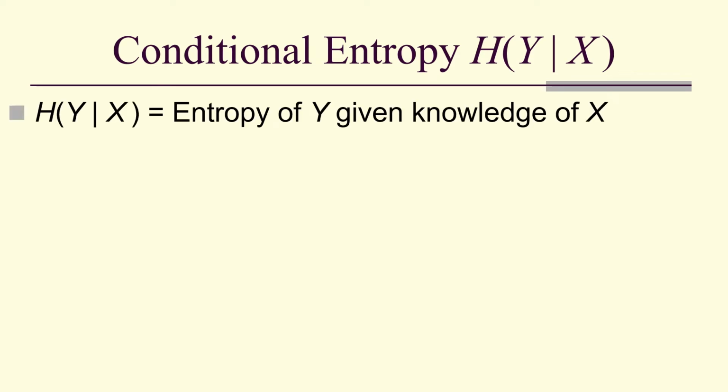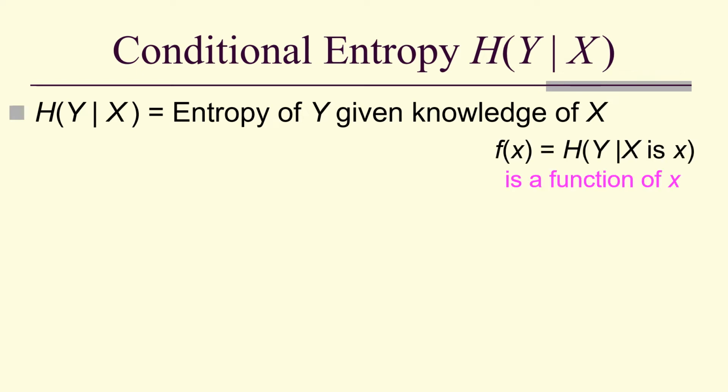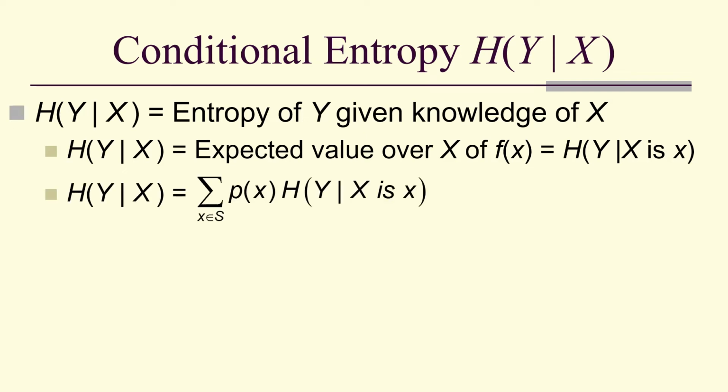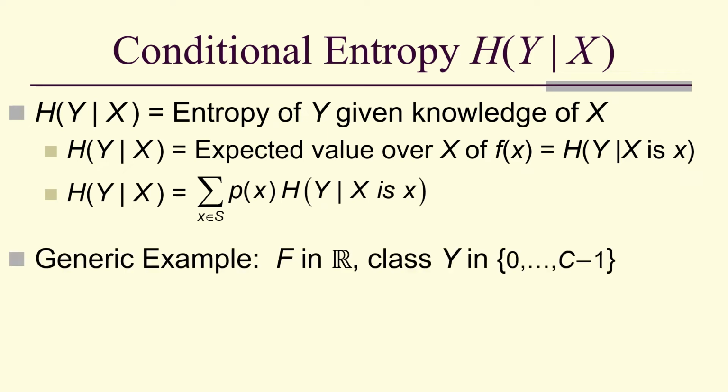So let's go back to the conditional entropy. The entropy of Y given the knowledge of the variable X, first by noticing that little f of x, the specific conditional entropy, is a function of little x. Therefore, the conditional entropy of Y given the variable X is the expected value over X of the specific conditional entropy as a function of little x. Here we are as an expected value.